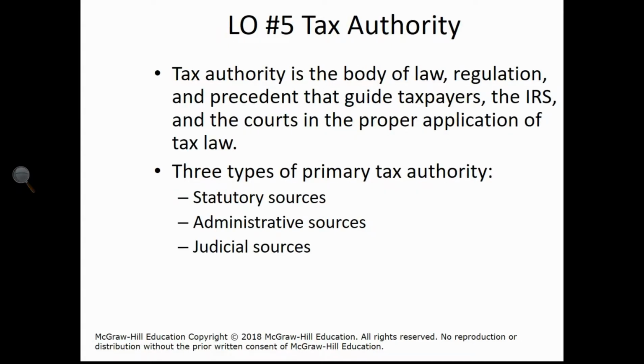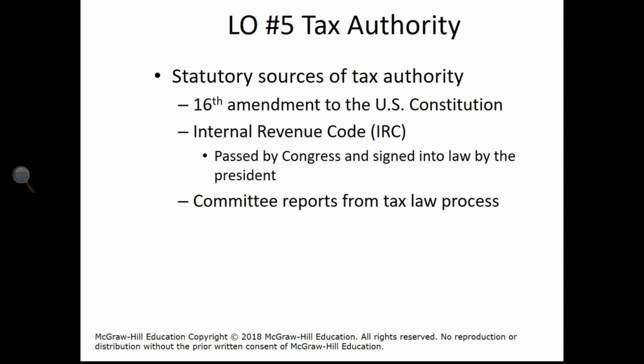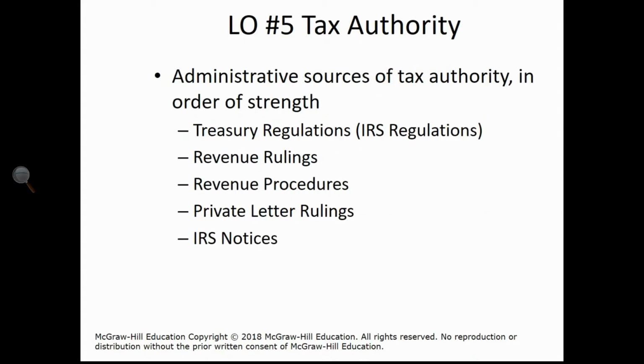In terms of tax authority, we have three basic types of primary tax authorities in this country: statutory, administrative, and judicial. The statutory resources result from the passage of the 16th Amendment to the U.S. Constitution. As far as administrative sources of tax authority, we have Treasury regulations, IRS regs, revenue rulings, revenue procedures, private letter rulings, and IRS notices. We'll talk more about some of these throughout the course.